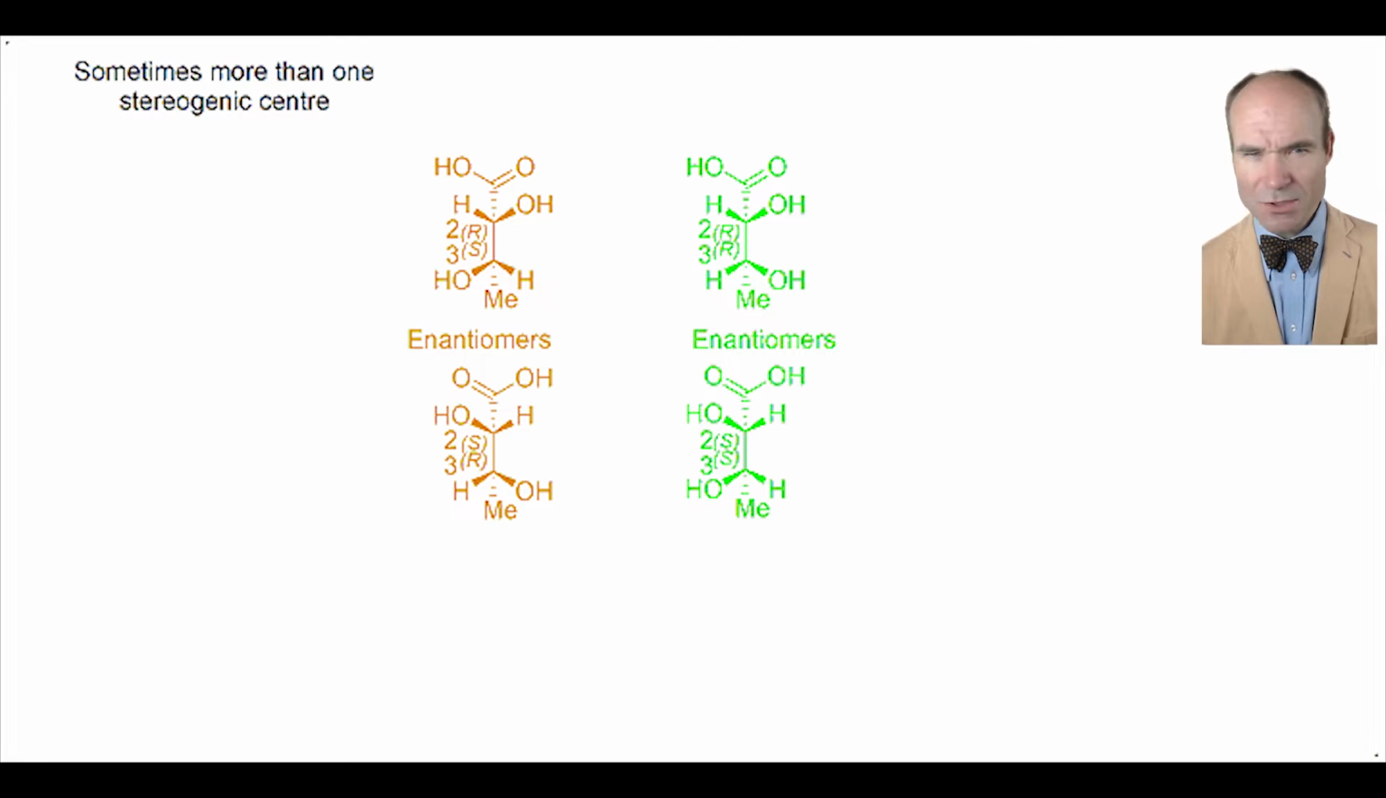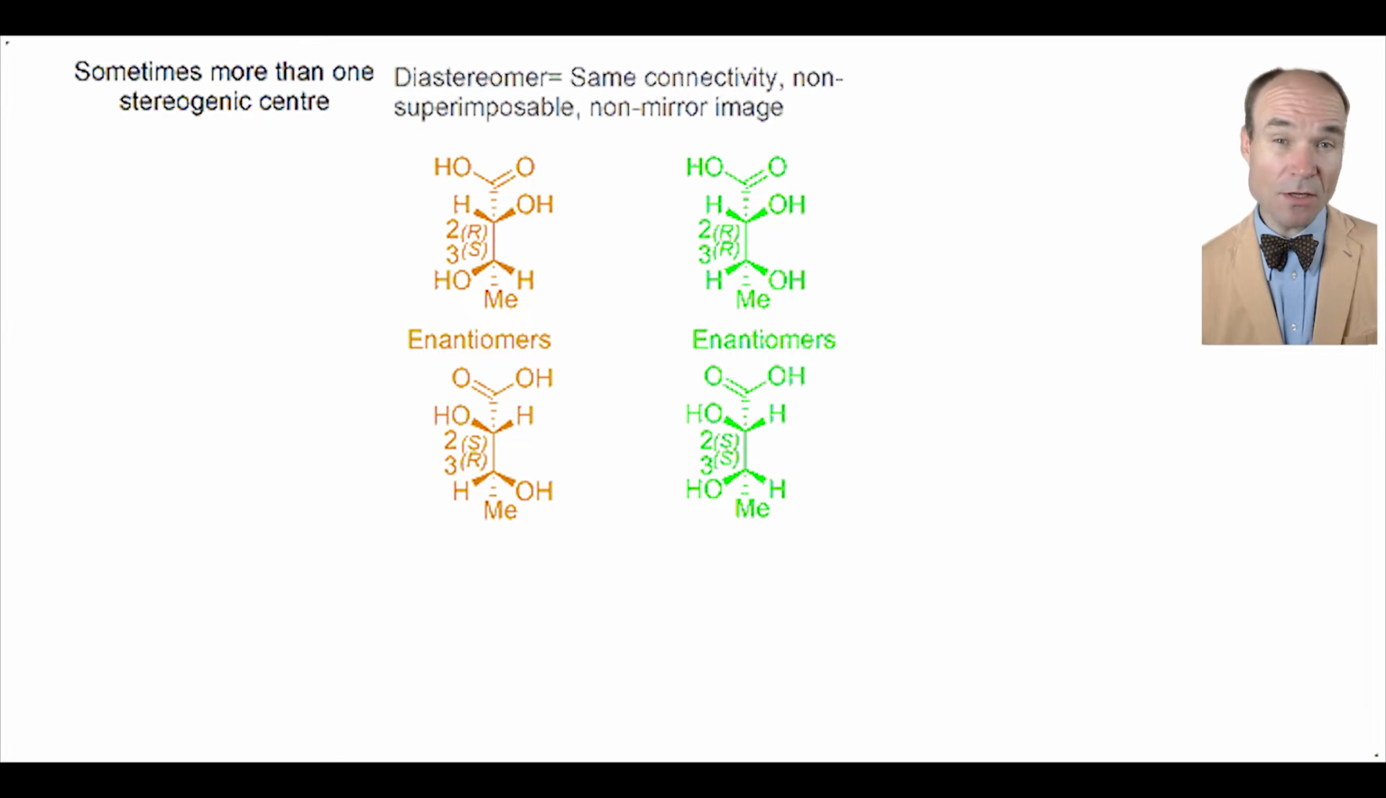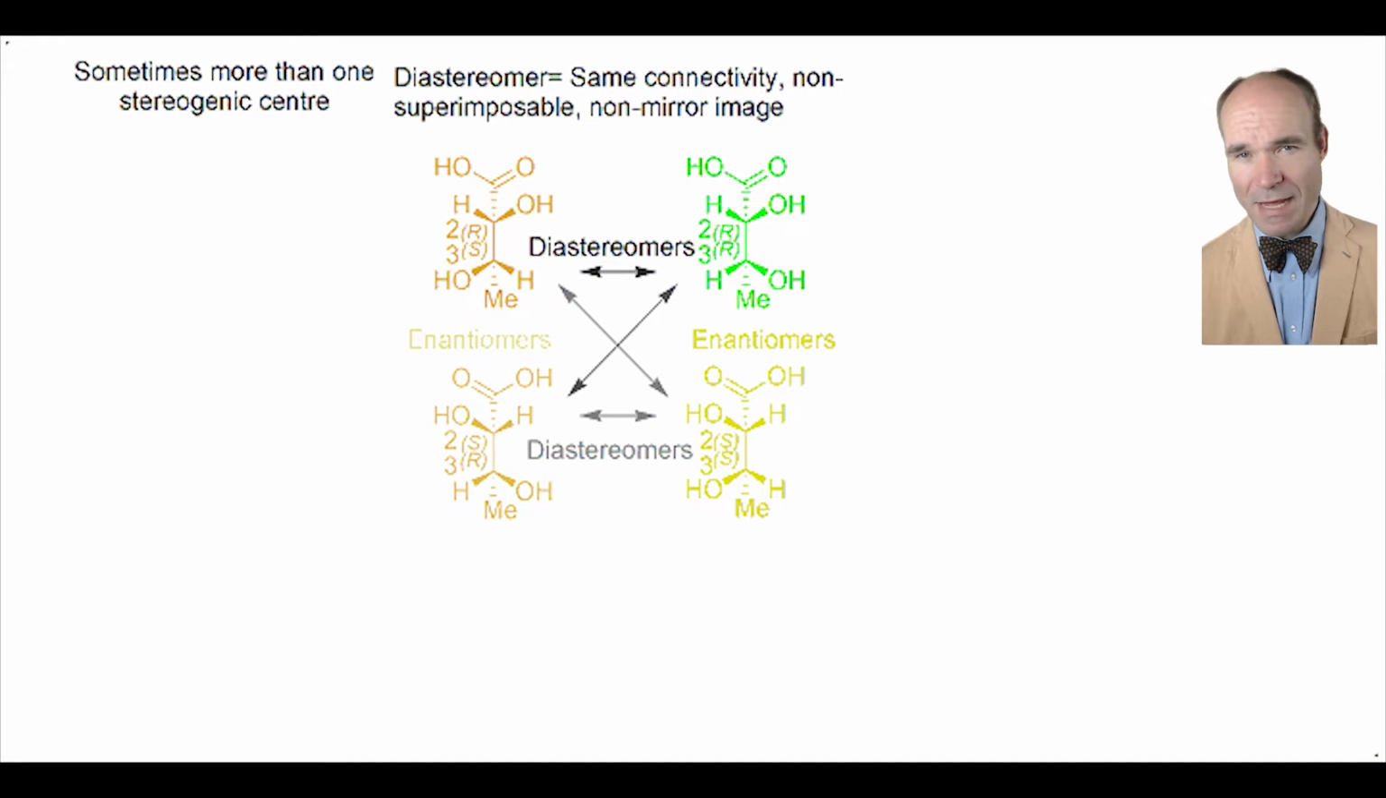But do we have any diastereomers? That's to say molecules with the same atoms connected by the same bonds that are also non-superimposable, and this is where it makes them different from enantiomers, non-mirror images. It turns out that we have four different pairs that meet those criteria and are thus diastereomers.